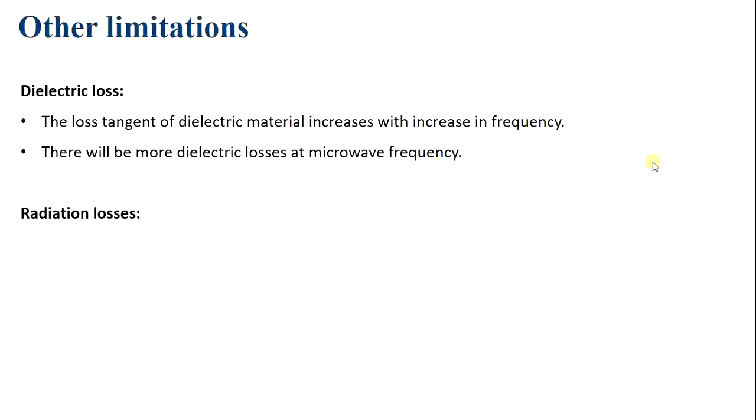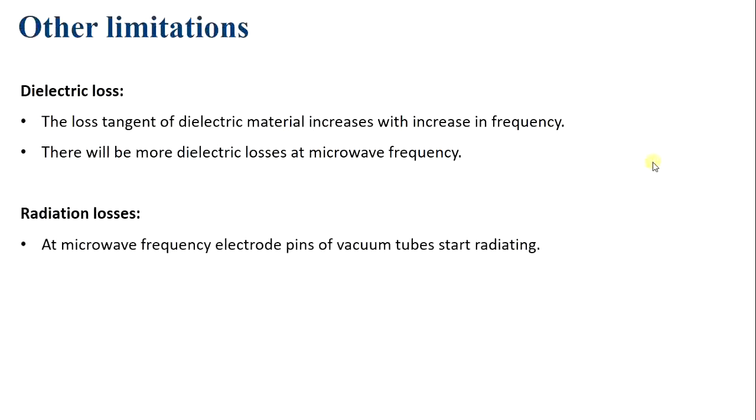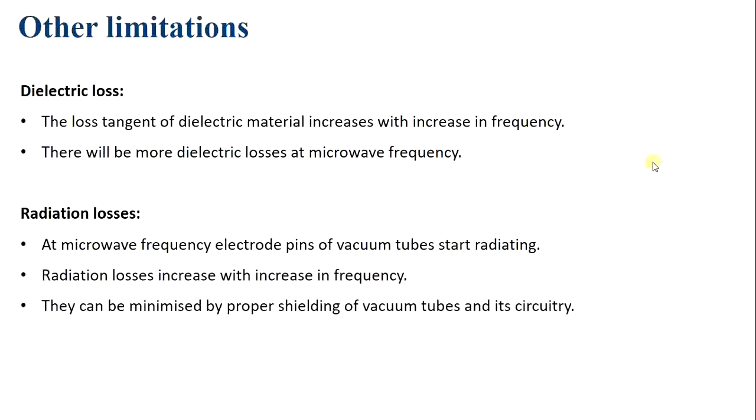The last limitation of conventional tubes is the radiation loss. At microwave frequency, the electrode pins of the vacuum tubes start radiating. The radiation loss increases with the increase in the frequency, and this can be minimized by proper shielding of the vacuum tubes and its circuitry. So these are some of the limitations of the conventional tubes if they are to be operated at the microwave frequency ranges, that is at very high frequency ranges.